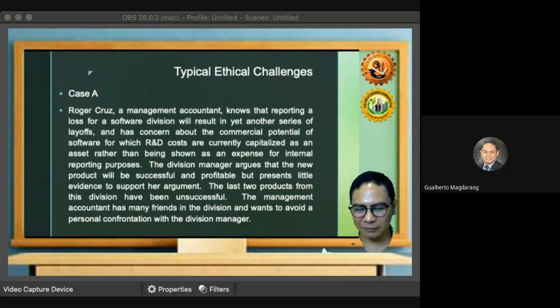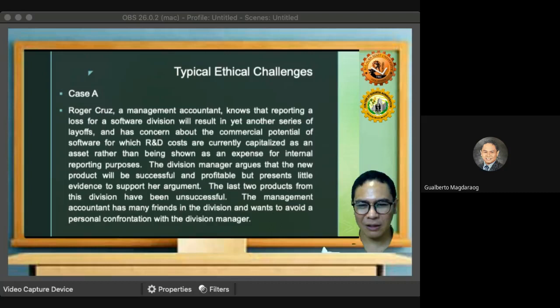And then, kung i-expense naman natin at ipapatigil na lang yung R&D na yan dahil wala namang kasiguraduhan na magiging successful yung product, it will result to a layoff of employees. May mga matatanggal na empleyado. At ang problema mo, yung mga matatanggal na yon ay mga friends mo na nandoon sa divisions na yon. So if you will insist to record the R&D as an expense dahil walang proof of economic inflow, the management may decide to lay off these employees and they are your friends.